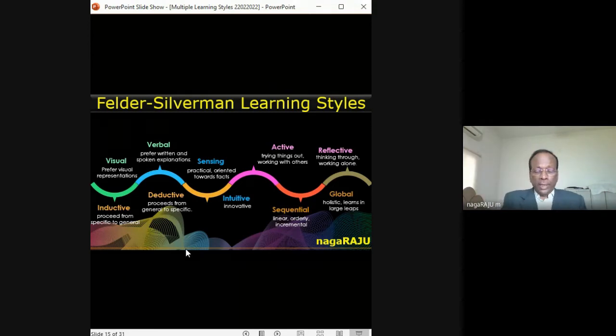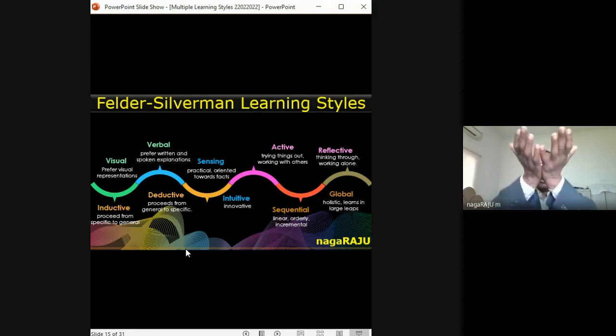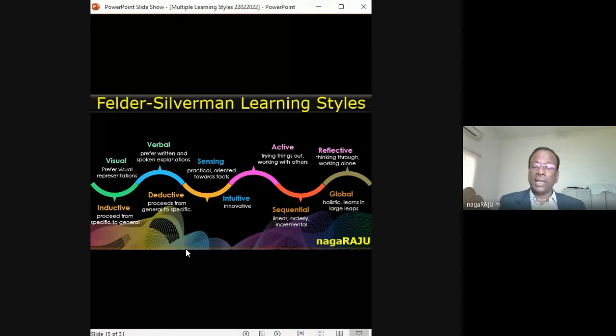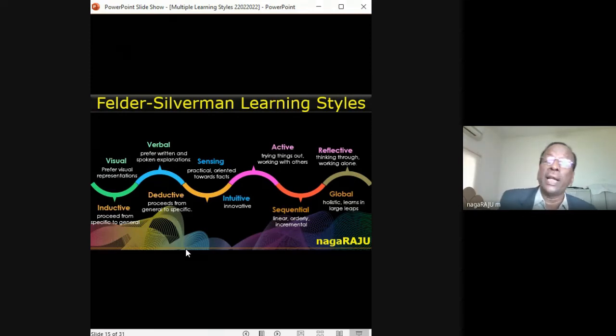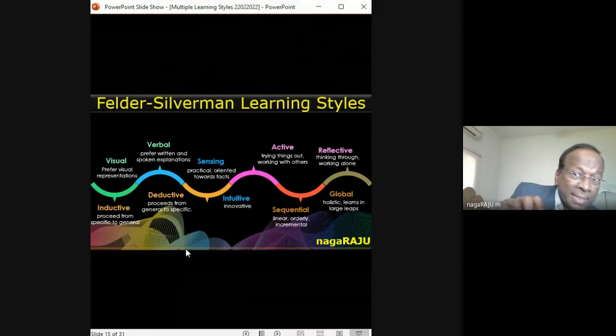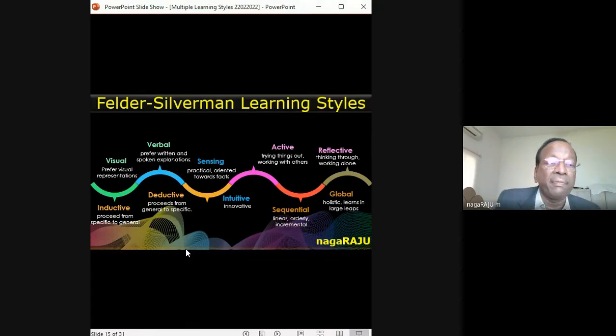Then on another scale, students are either inductive or deductive. There are students who learn from the specifics and go to the generals, and those students who start with the generals and come to the specifics. So there are 2 categories there also. Then he said there are 2 kinds of students on another plane. Some are sensing kind of students, those who learn with their feelings, and some are intuitive. They just learn very quickly. A quick grasp is enough.